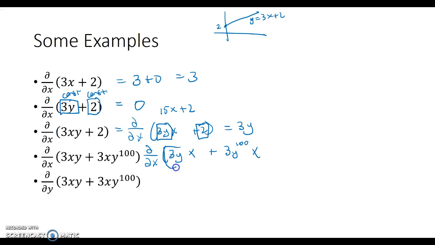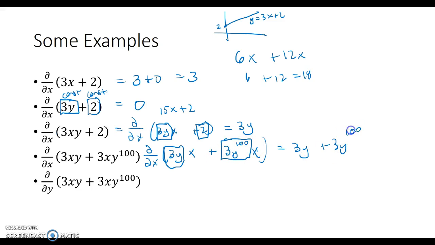And so now I can see that this is really just a linear function in x, meaning that this is the coefficient in front of x, and this is the coefficient in front of x. And that's just like saying, what's the derivative of 6x plus 12x? Well, the derivative of 6x is 6, the derivative of 12x is 12, 6 plus 12 is 18. Here, the difference is that the derivative of constant x is the constant, and there is my partial derivative.